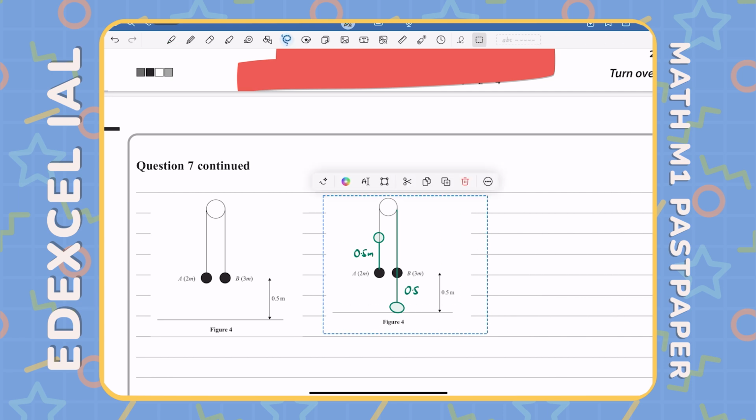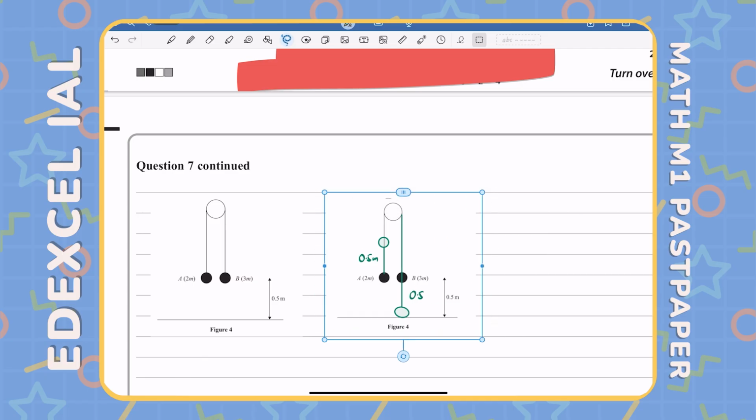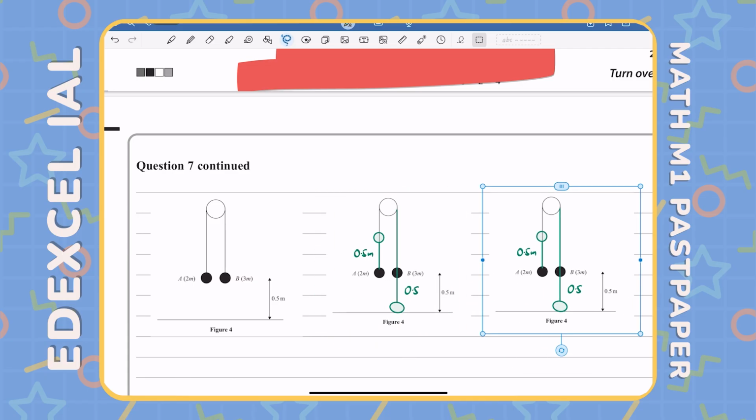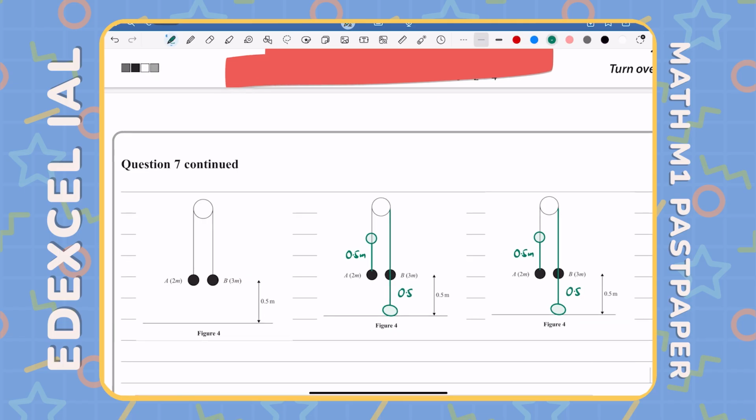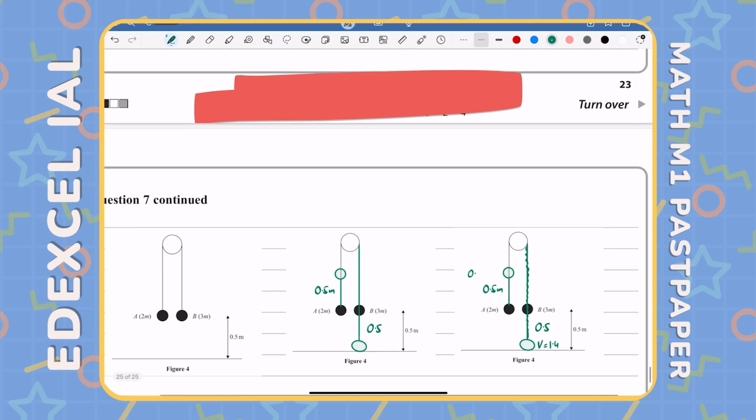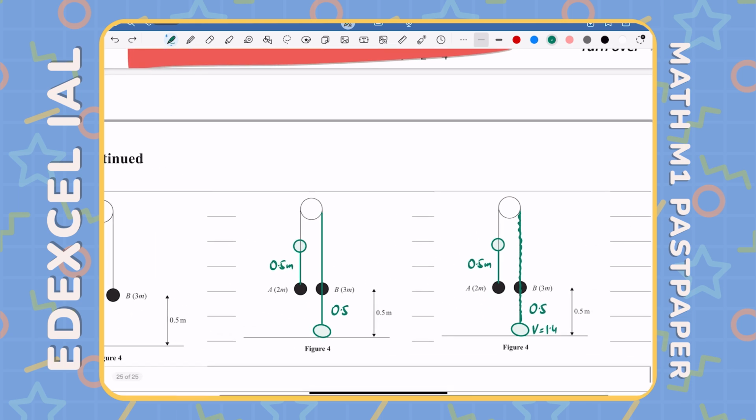Now then what happens? As soon as B hits the ground, the string becomes slack. And since A was already moving up, that means it had some velocity. And by the way, the velocity with which B hits the ground is the velocity with which A rises just before the string becomes slack. And that would be 1.4 meters per second. So that would be the initial velocity of A, 1.4.